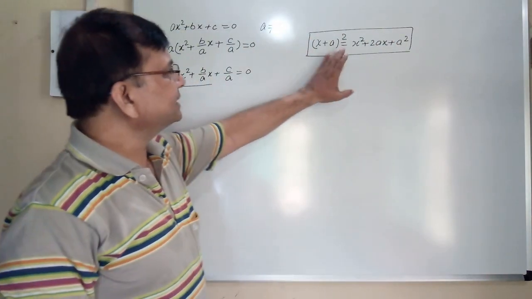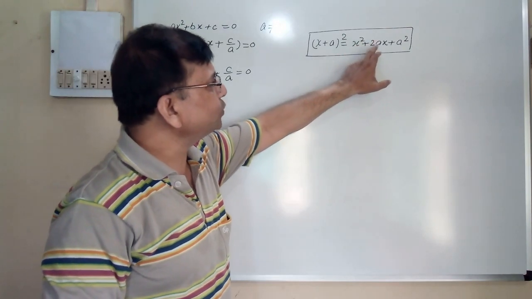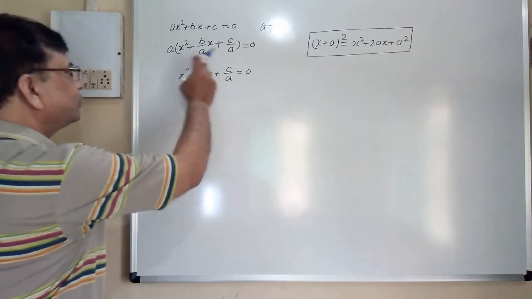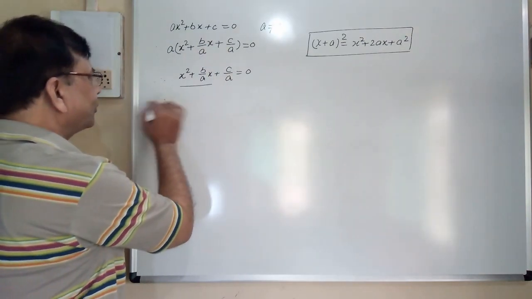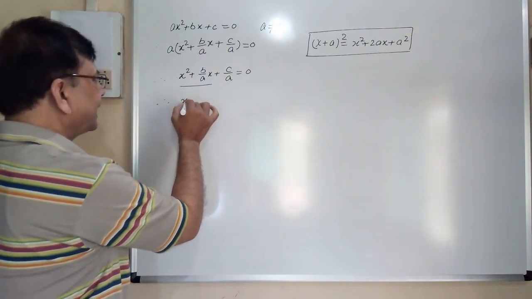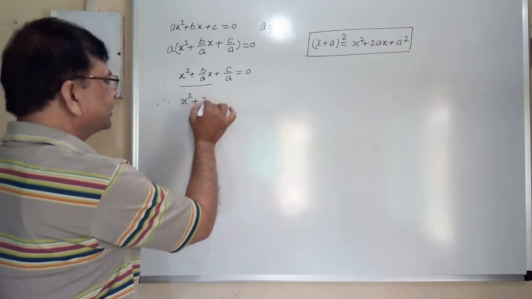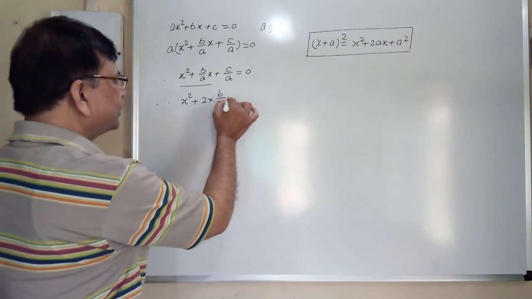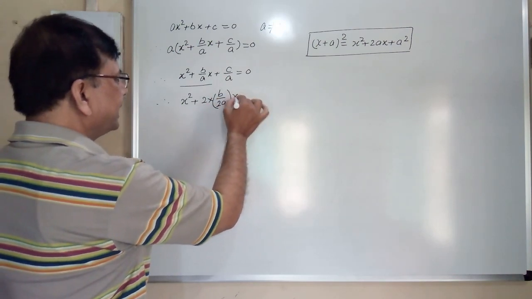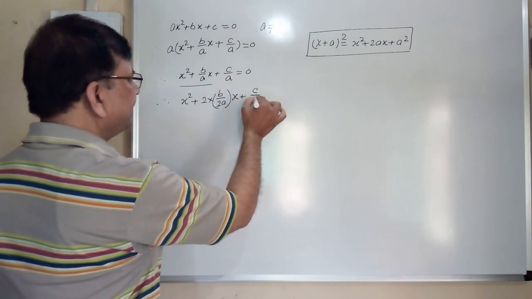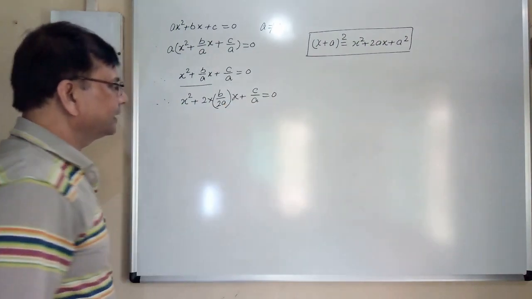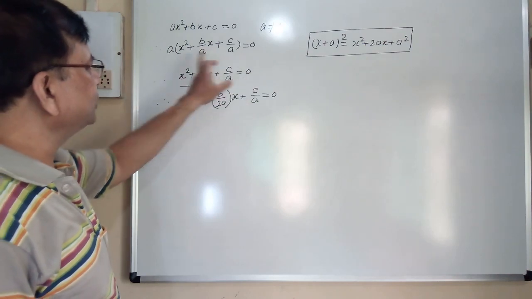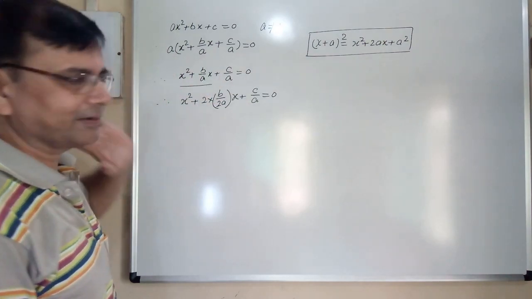So x plus a whole square means x square plus 2ax. So the 2 is always there. So here also we will write in that form. Therefore this can be written as x square plus, multiplying by 2, this term will become b upon 2a x, plus c by a, that is equal to 0. The 2 and 2 cancel, so we get b by a. It means there is no difference between this equation and this equation.